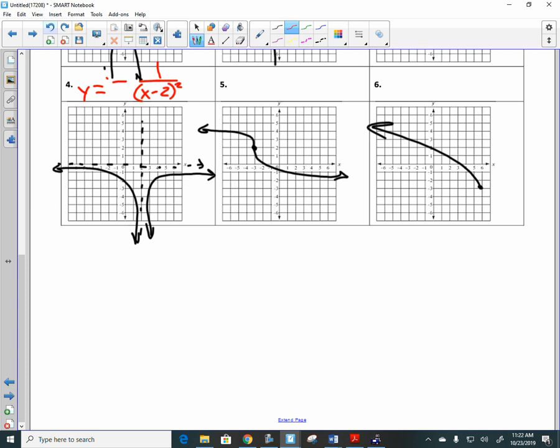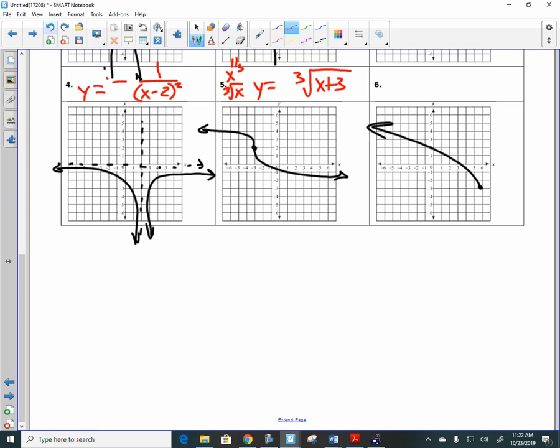Parent function for this guy: third root of x, cubed root of x. So you can either raise x to 1/3, or you can write the cubed root of x. It's up to you. So it's back 3.